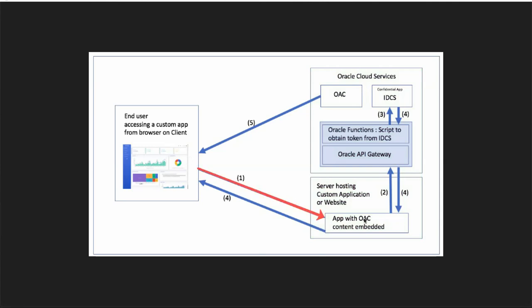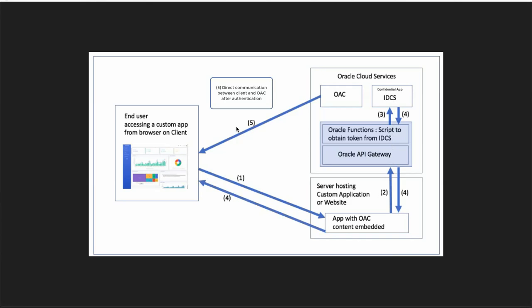I accessed the application, which is hosted on a custom web server, and the code for OAC embedding accessed a token using a script which was running, in this case, on the Oracle Function Service. That was fronted by the Oracle API Gateway. That script went to the Oracle Identity Cloud Service, IDCS, using an IDCS API to get that token, which was then passed back to the client and offered my authentication behind the scenes. So I didn't have to log in as an end user to that environment.